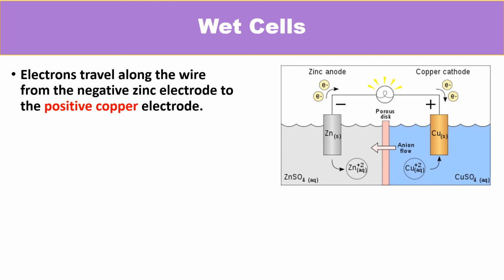As you can see from this diagram over here, electrons are always moving in one direction. Sadly, they don't go backward, which is one of the reasons why zinc will be eaten up and copper will get fatter.